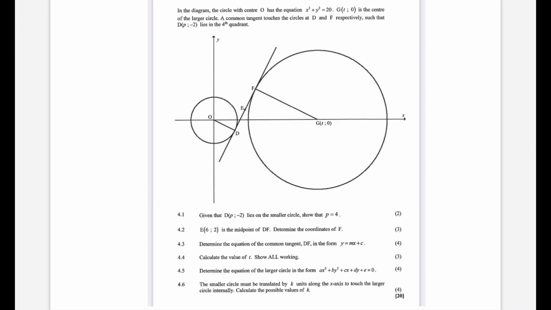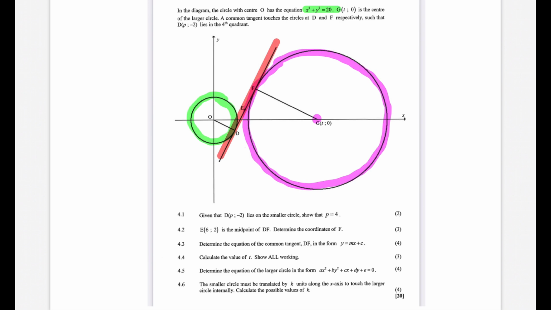We're told here that in the diagram, there's a circle with center O. That's this small circle here, and it has the equation x squared plus y squared is equal to 20, because it has a center at the origin. Then we're told there's another circle with the center coordinates point G with coordinates (t, 0), this larger circle here. We're also told that there's a tangent that runs through the points D, E, and F. That's this one. And additionally, that point D has the coordinates (p, -2). This point here has the coordinates p and negative 2.